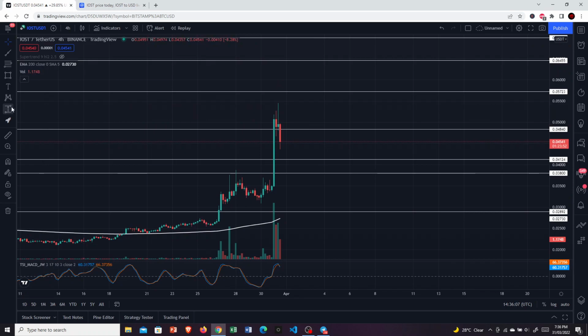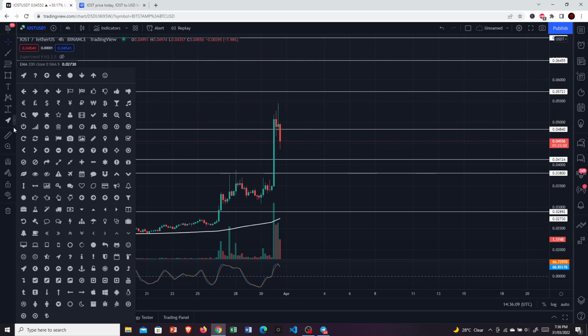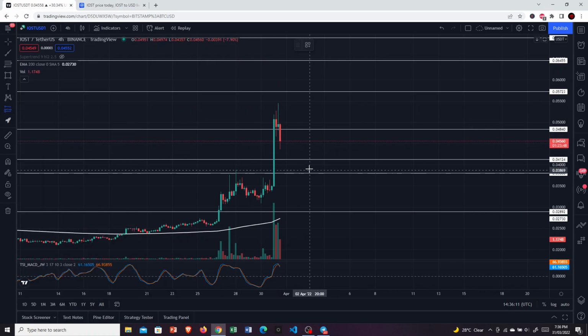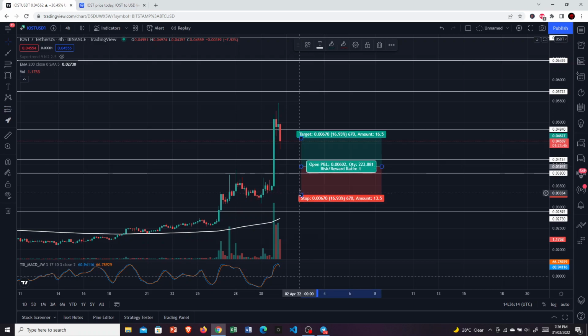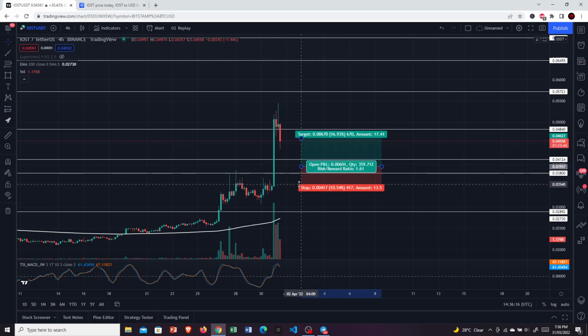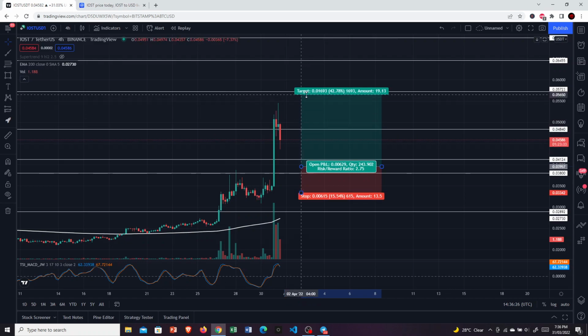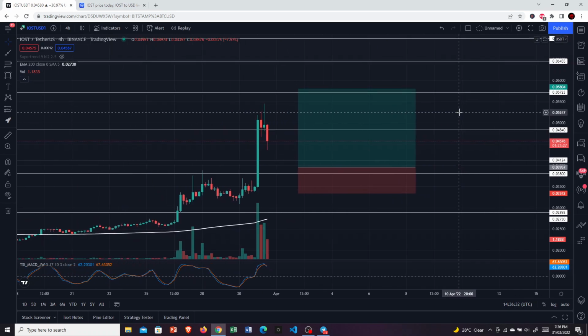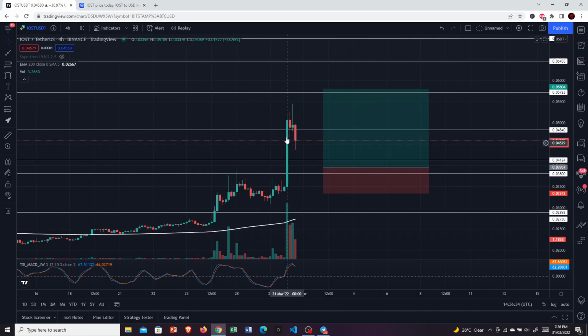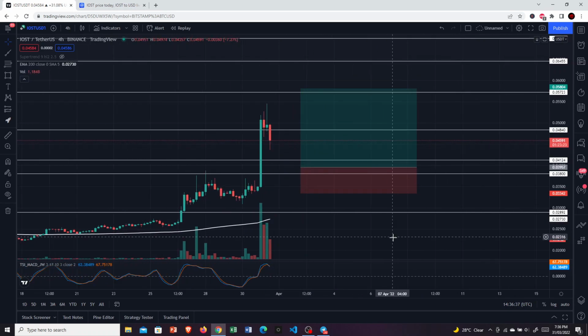If I was you, my trade setup would look something like this. I will average out between these supports and place a stop loss of 15%, below this wick. So it will look somewhere like this. My risk to reward ratio will be almost 3% because we can expect anything from IOST right now due to the surge of this volume.